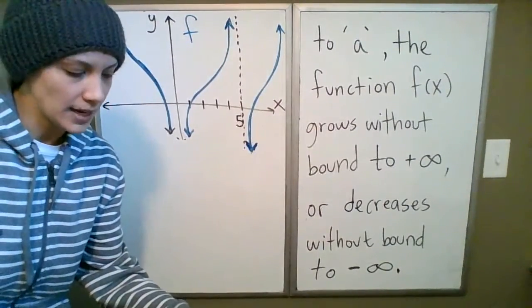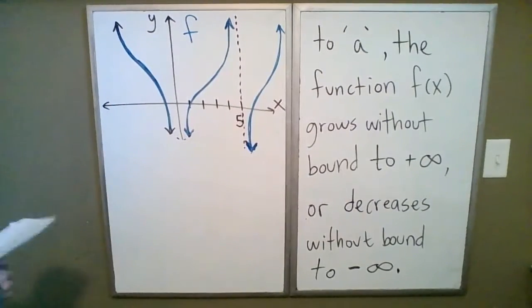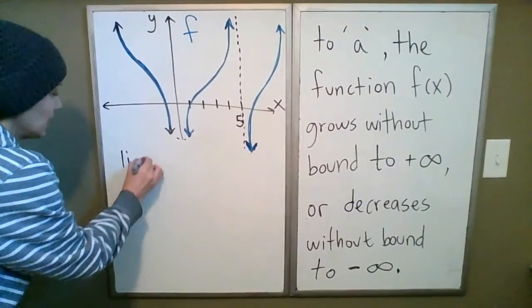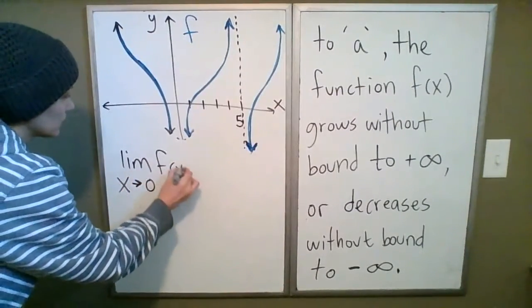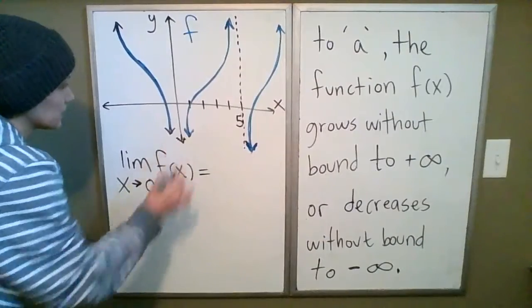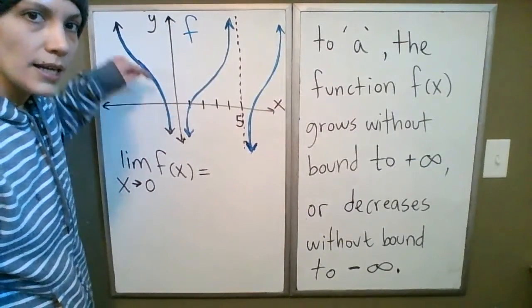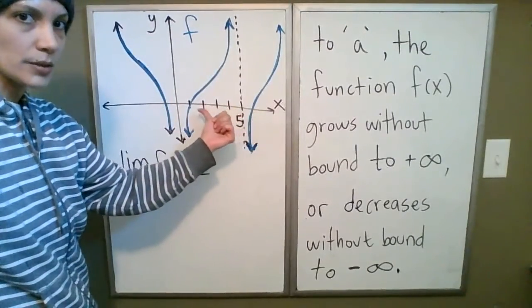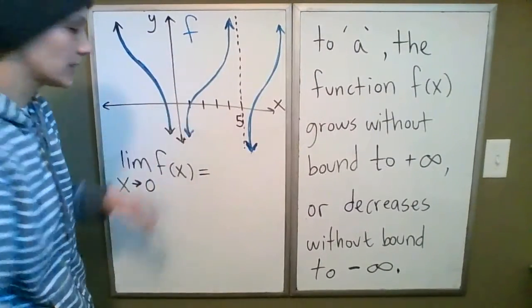Let's look at the limit as x approaches 0 of f of x. And what is that equal to? Feel free to guess. This side, you're going to 0. Your function goes down to negative infinity. Same on the other side. As x gets closer and closer to 0 on the positive side, your function goes down to negative infinity.